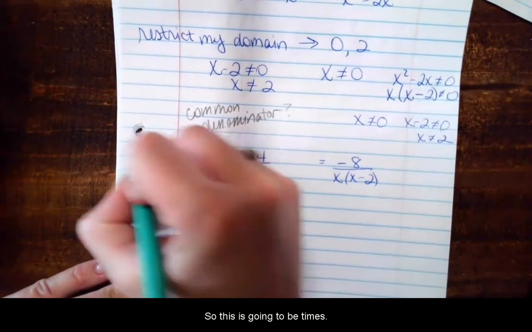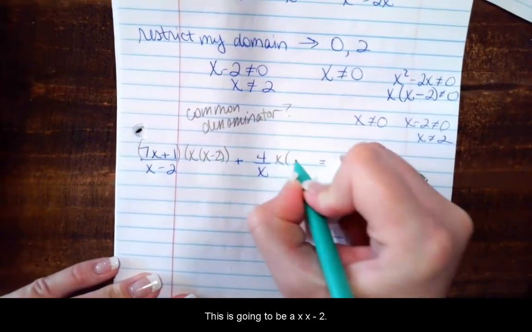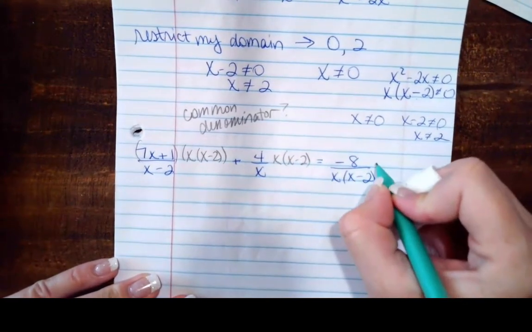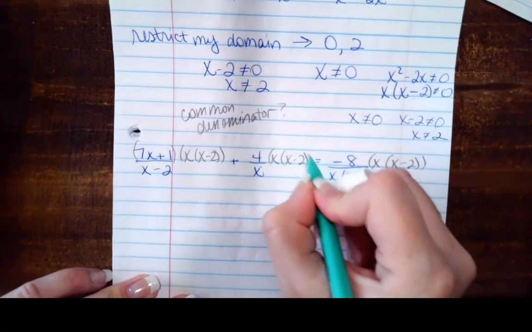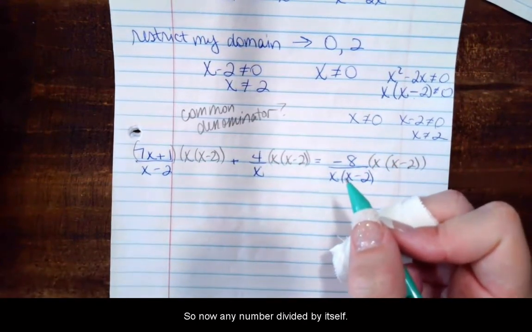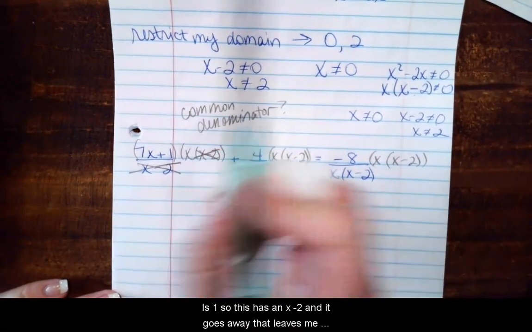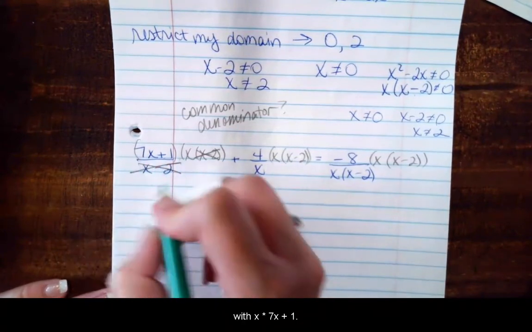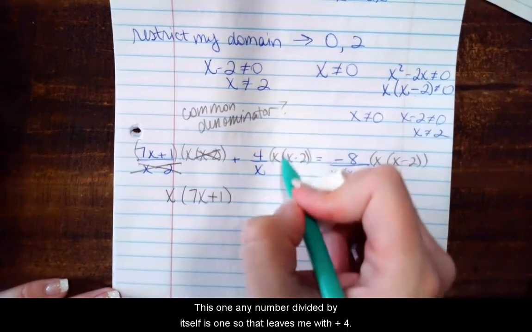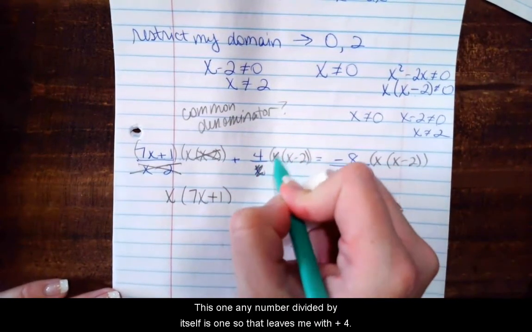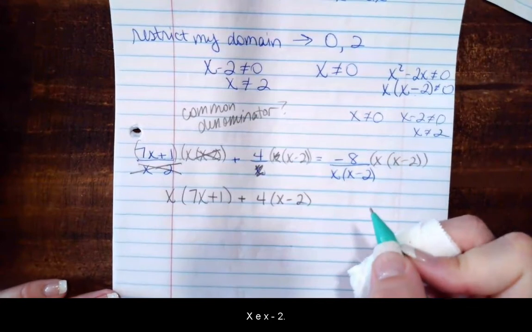So this is going to be times x minus 2. This is going to be x minus 2. This is going to be x minus 2. Oops, sorry. Okay? So now any number divided by itself is 1. So this has an x minus 2, and it goes away. That leaves me with x times 7x plus 1. Okay? This one, any number divided by itself is 1. So that leaves me with plus 4 times the x minus 2.